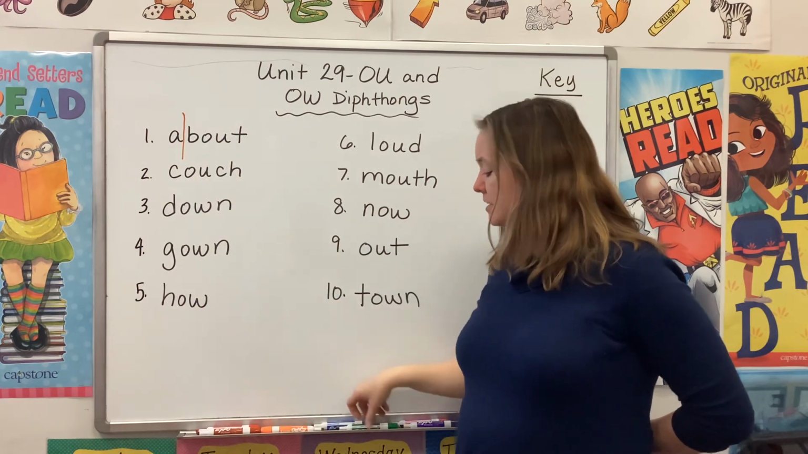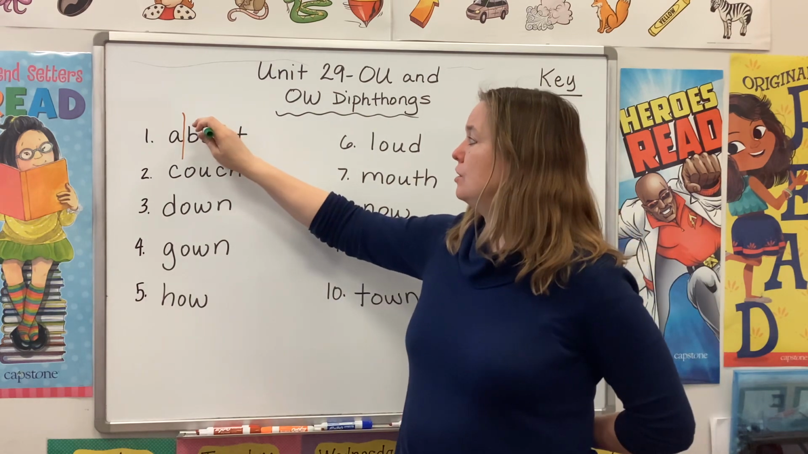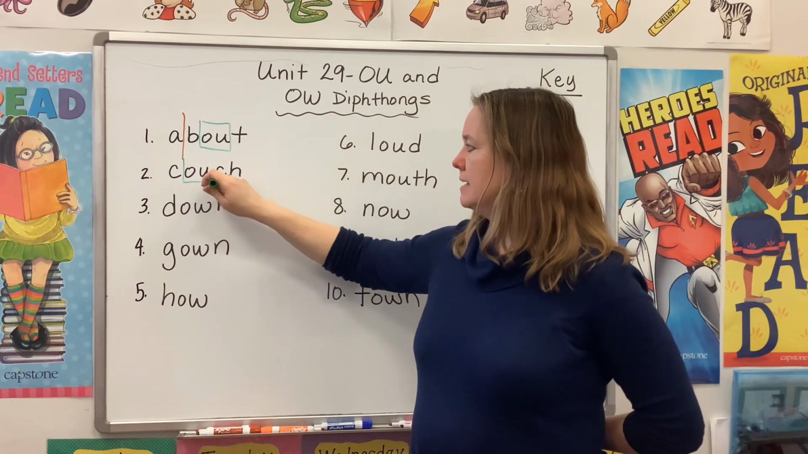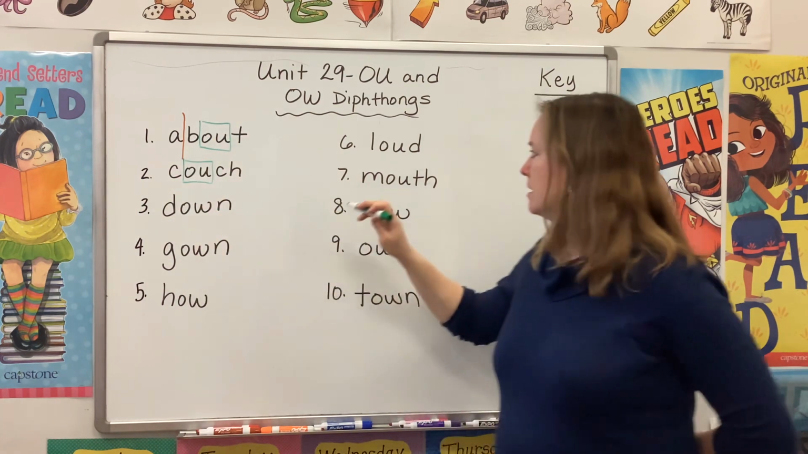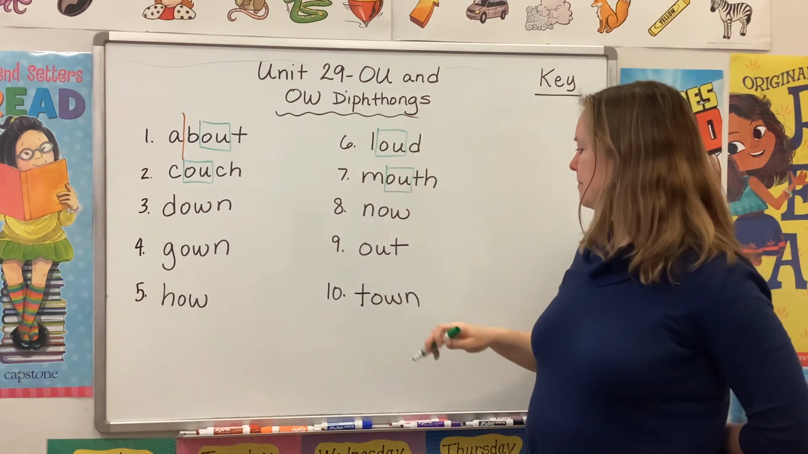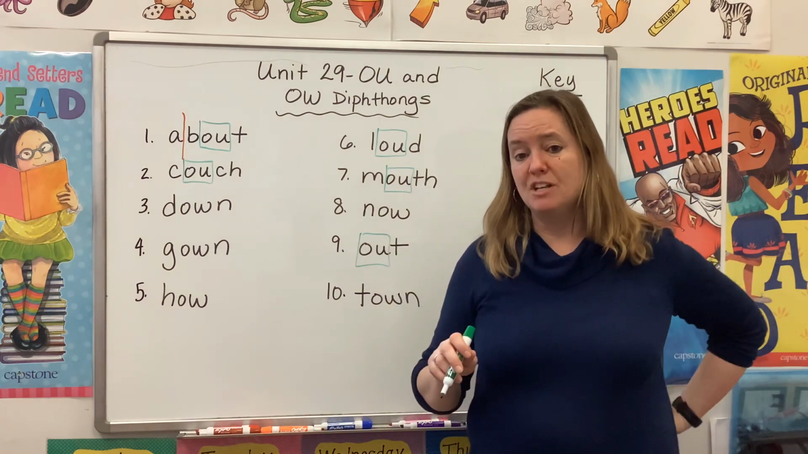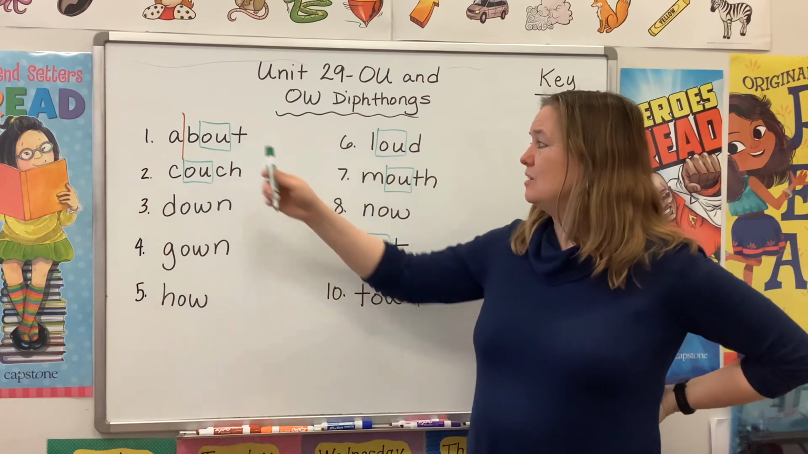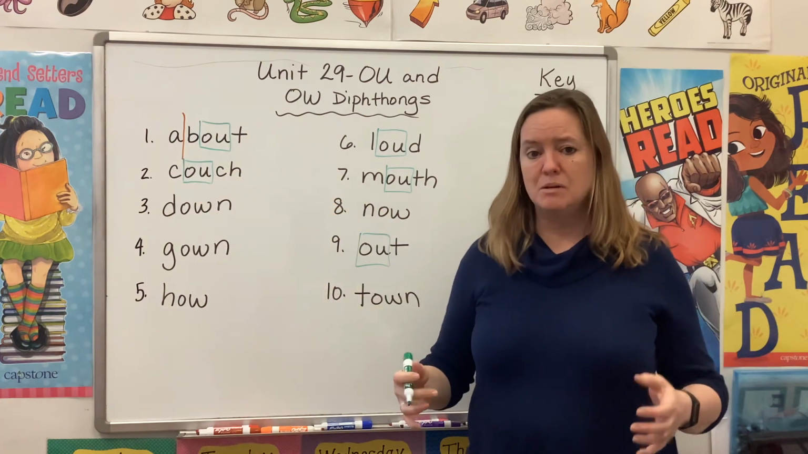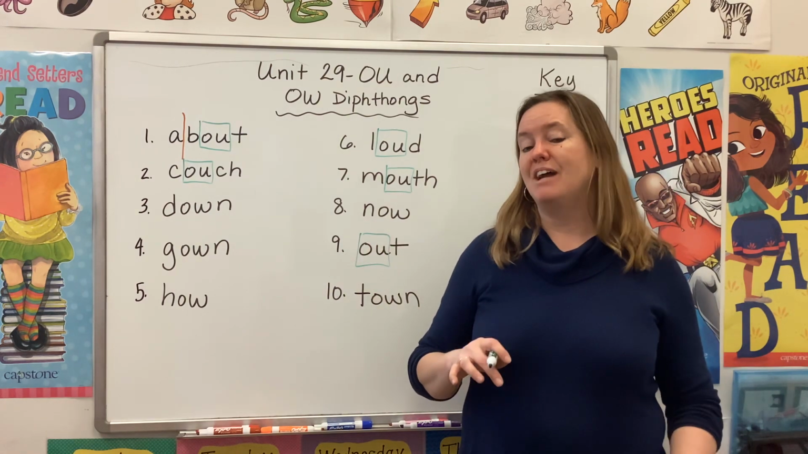Okay, what I want you to do now is choose a color, and we're going to go through our list and we're going to look for the OU. So there it is in about and couch, loud and mouth, and out. I want you to notice the position of that OU. Do you see that it usually shows up in the middle of a word tucked into the syllable? And sometimes it shows up at the beginning. Never ever at the end.